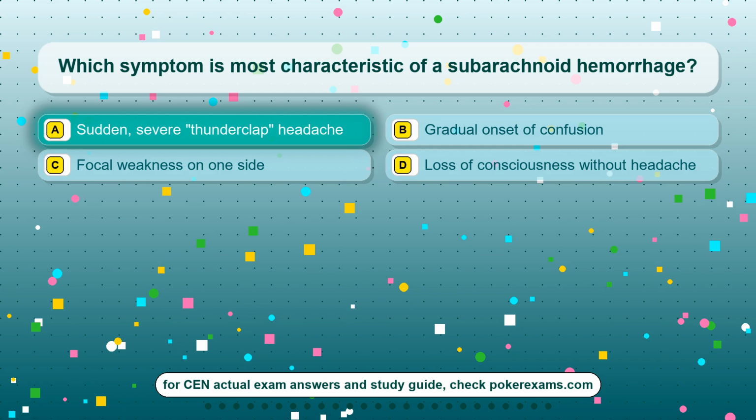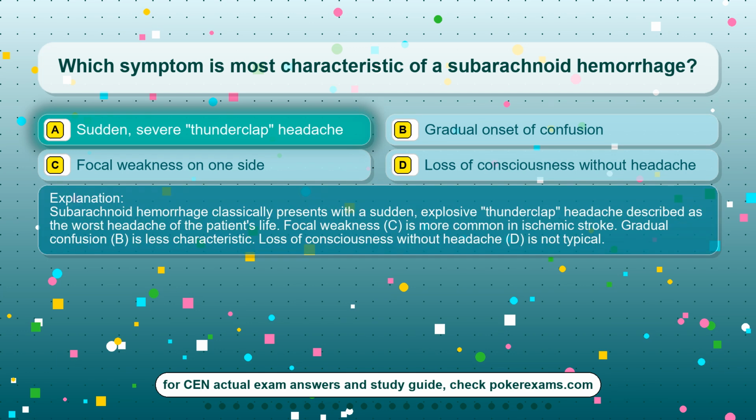The correct answer is option A. Sudden, severe thunderclap headache. Subarachnoid hemorrhage classically presents with a sudden, explosive thunderclap headache described as the worst headache of the patient's life. Focal weakness, C, is more common in ischemic stroke. Gradual confusion, B, is less characteristic. Loss of consciousness without headache, D, is not typical.